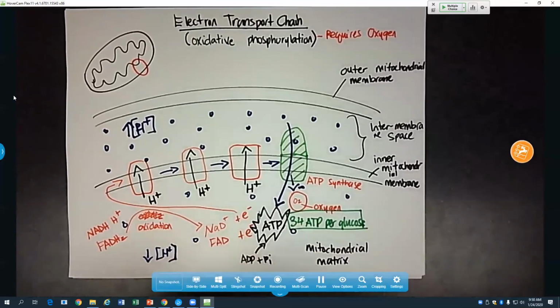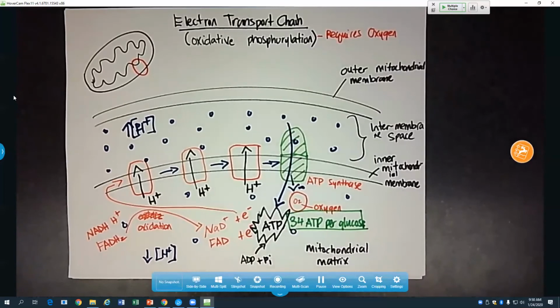Whereas we know that the other 4 came from the Krebs cycle and glycolysis. So of all the 38 ATP that we yield per glucose, 34 of those ATP are coming just from the ETC alone.